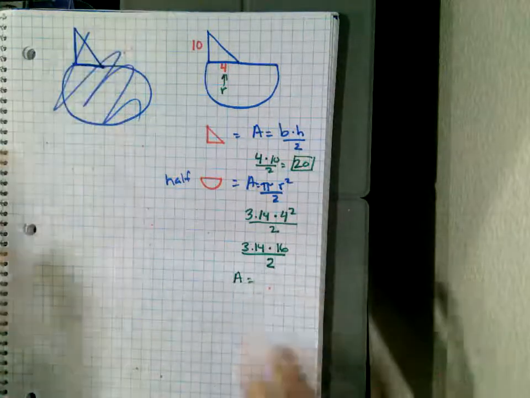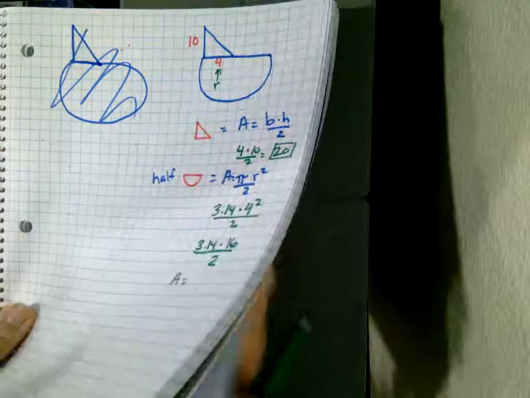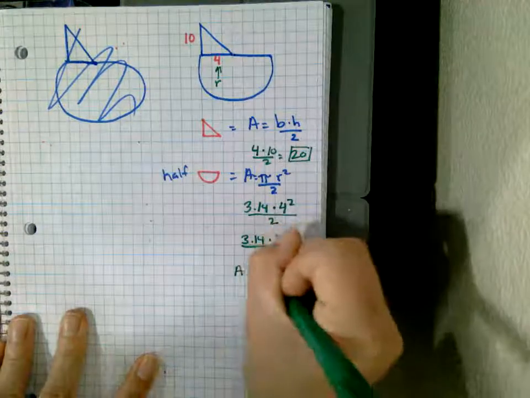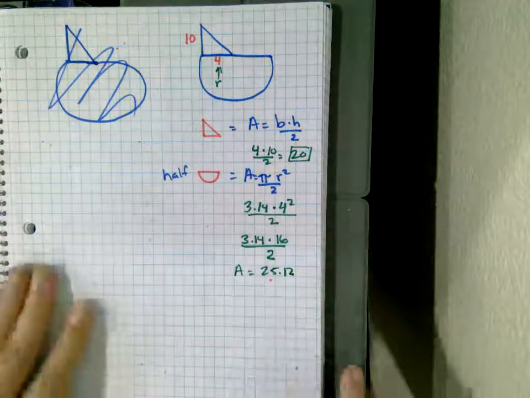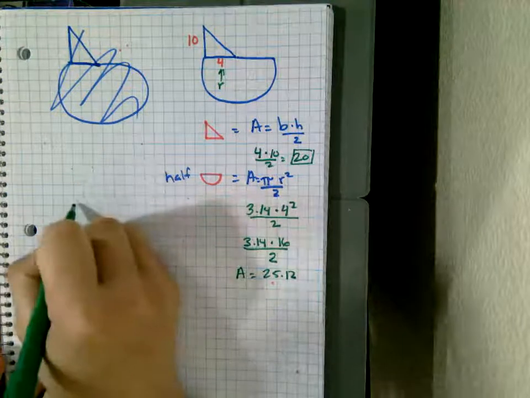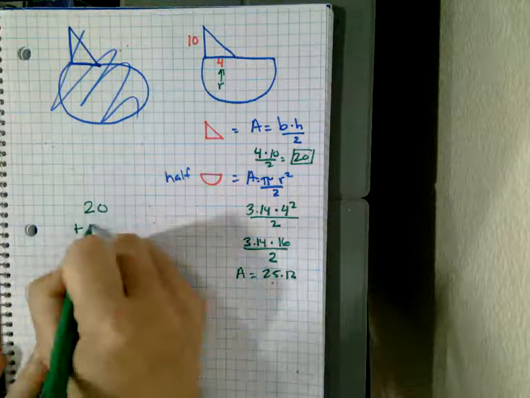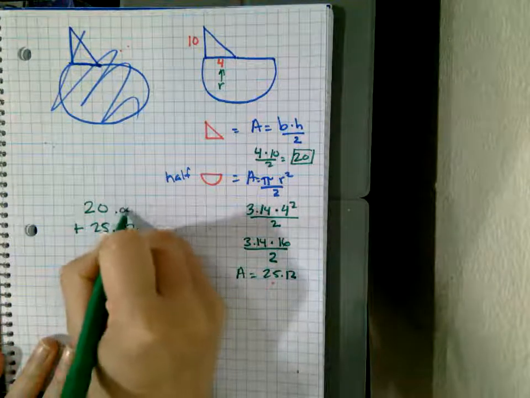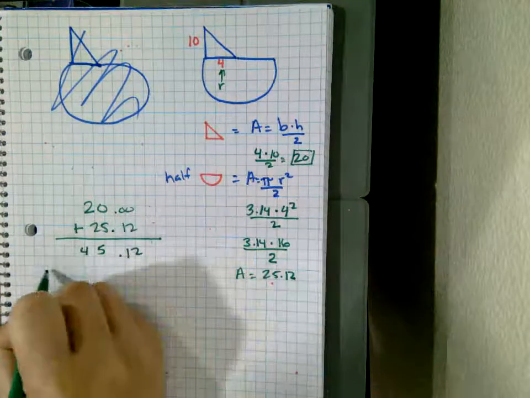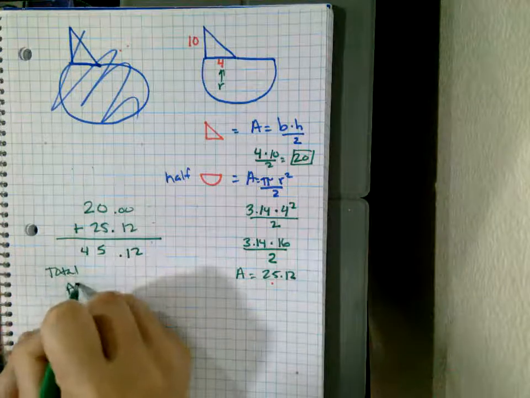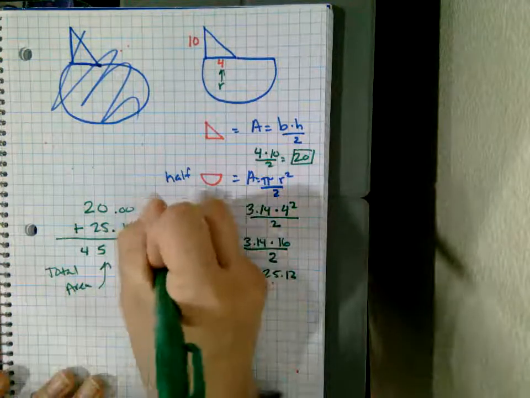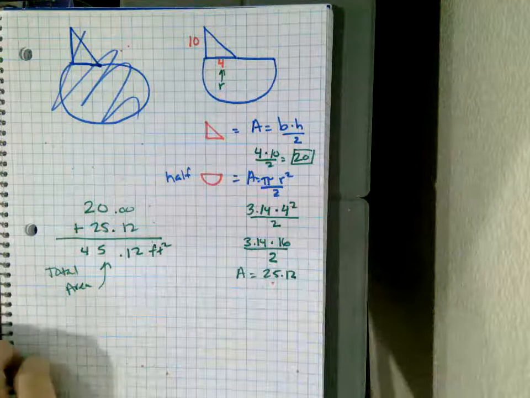So my area would be equal to whatever I got last time, right? 25.12. I knew that because literally it was the same problem we just did. So now we're going to add them. 20 plus 25.12 is going to give you 45.12. So this would be your total area. Let's say feet squared. They'll usually write the units.